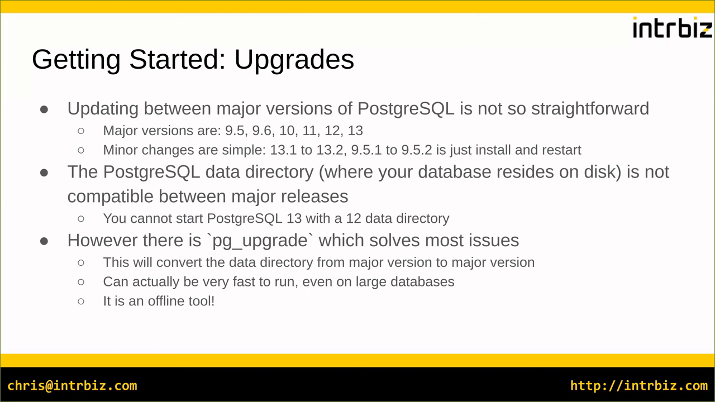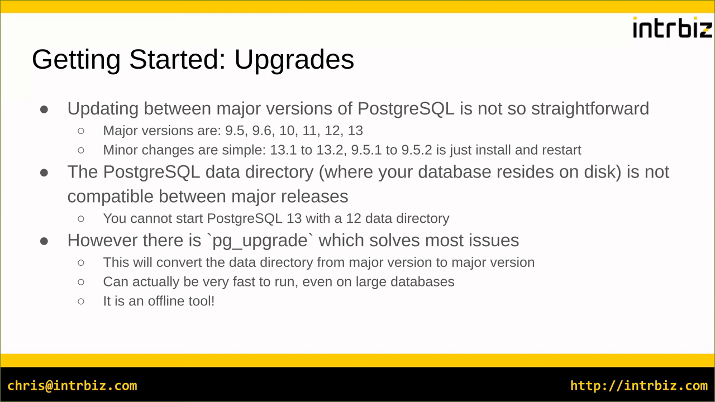So minor changes are, for example, 13.1 to 13.2 or Postgres 9.5.1 to 9.5.2. And they are simple. They're just install and restart. So Postgres 9.5 will go out of support next year, well, this year, and Postgres 9.6 will leave support in 2022. So two more years and we won't have to put up with this crazy numbering scheme.